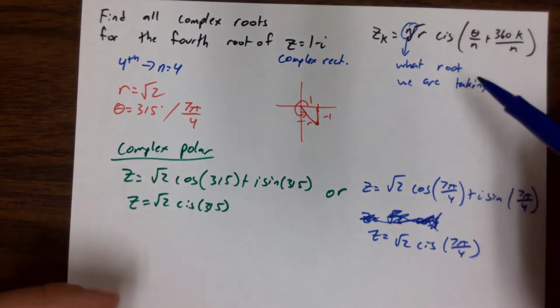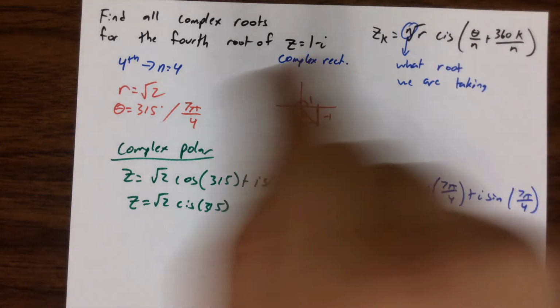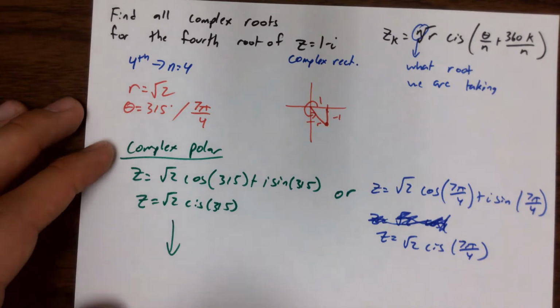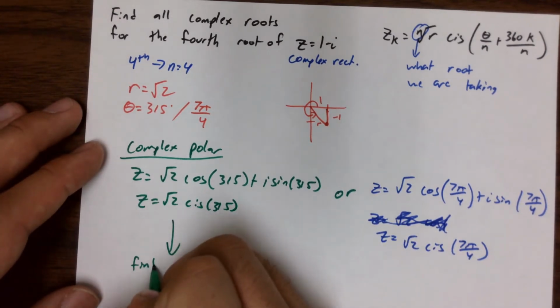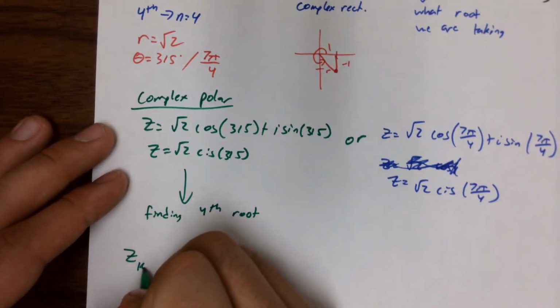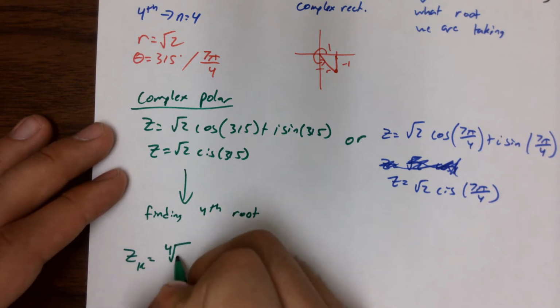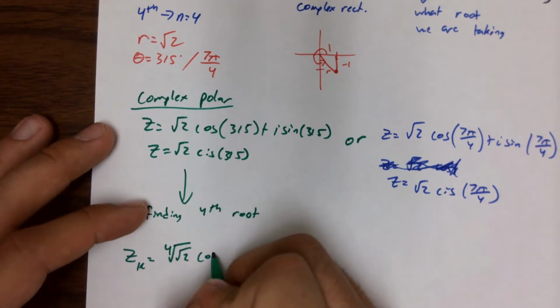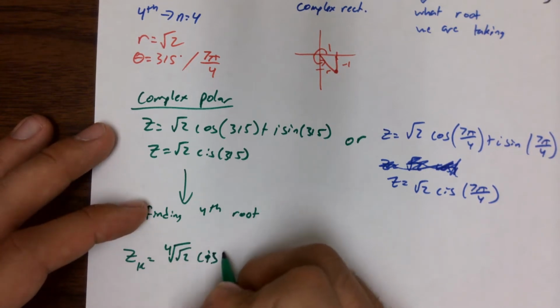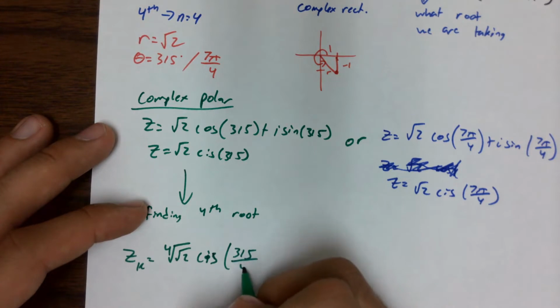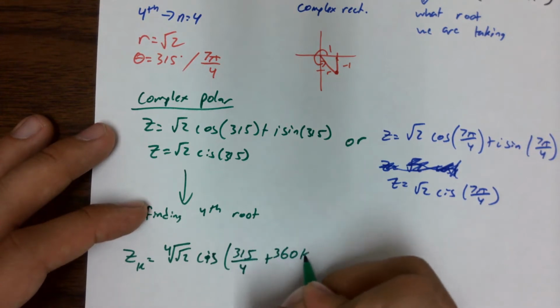Okay. So let's go ahead and apply that formula straight up. We're going to use cis form just to keep it a little bit simple for us, so we're not rewriting a bunch of stuff, but I'll do both of them. You're actually finding the fourth root now. So that would be z_k is equal to the fourth root of the square root of 2 cis 315, my theta, over n, which is 4, plus 360k over 4.